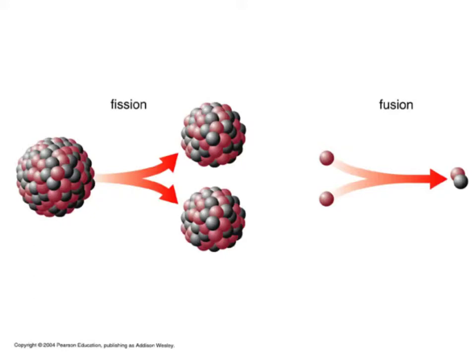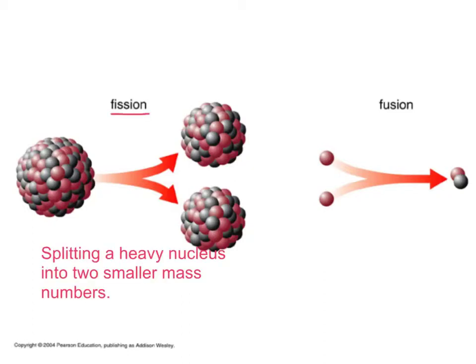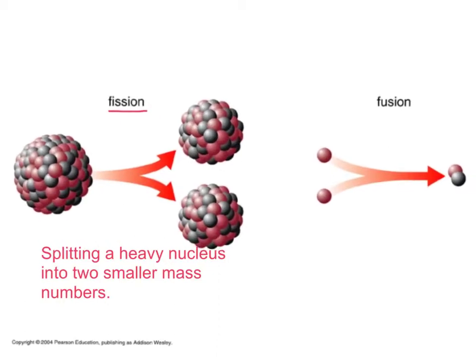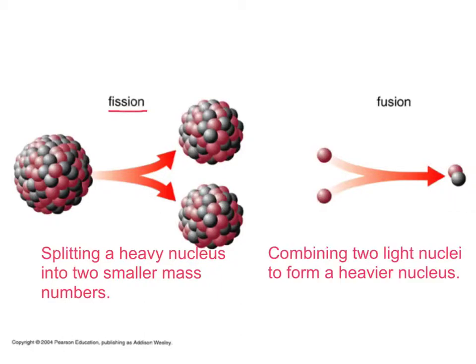Fission is splitting a heavy nucleus into two nuclei that would then have smaller mass numbers. And fusion would be just the opposite of that. We would take two light nuclei and combine them to form a heavy nucleus. So let's take a little bit of a look at each of these processes more in depth. We're going to see that they can supply amazing quantities of energy with relatively little masses of materials.